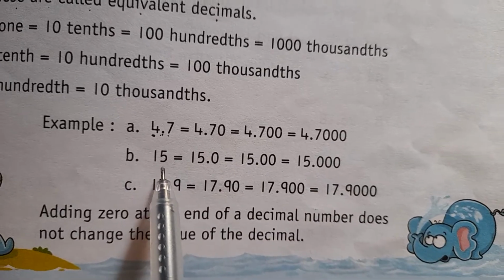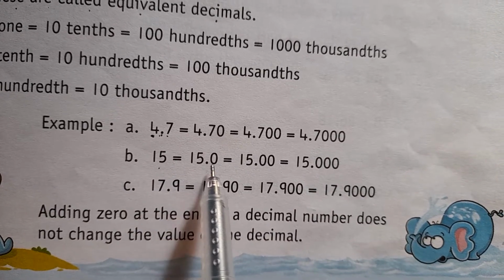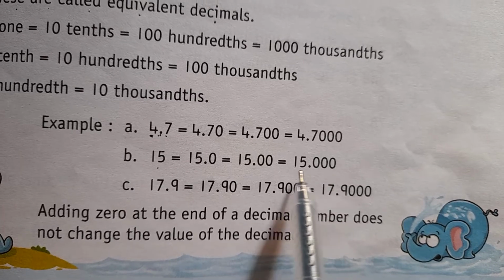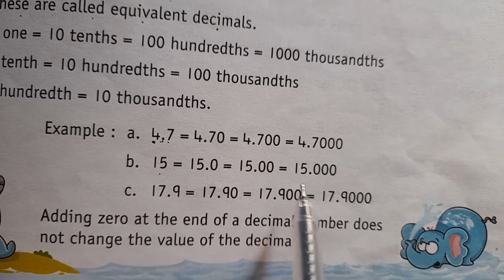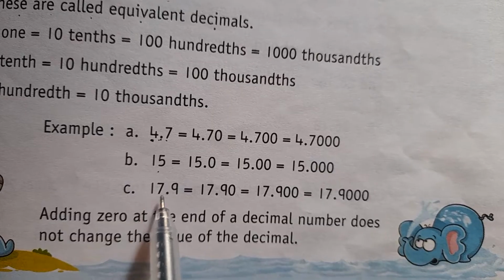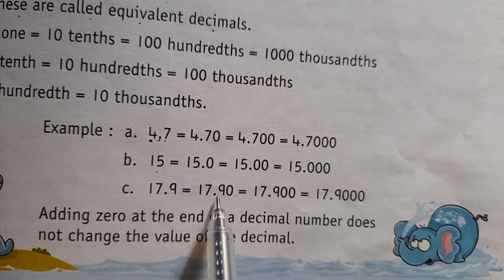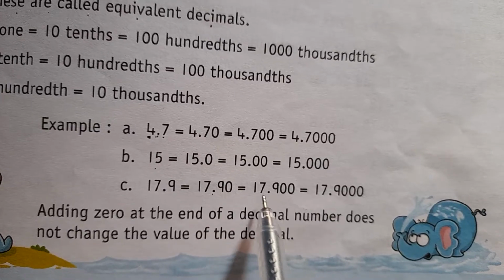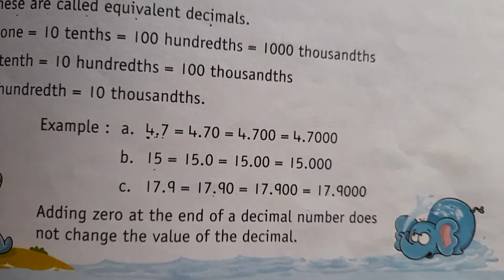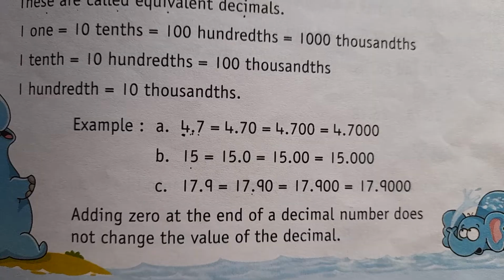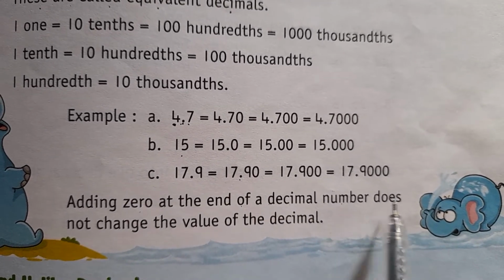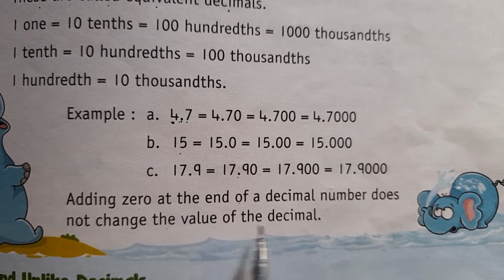Okay. So now for 15: 15.0, 15.00, 15.000, all are same, all are equivalent decimals. Now 17.9, 17.9 is common and 0 is extra. Okay, so these are called equivalent decimals. Adding 0 at the end of a decimal number does not change the value of the decimal.